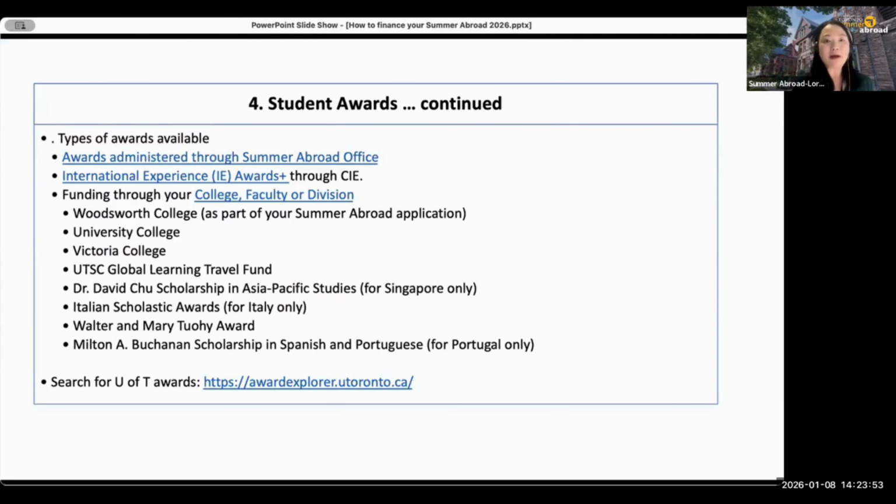So, what are really UFT awards? What do we mean by that? There are two pieces that I want to talk a little bit about. One is student awards that are administered through the Summer Abroad office. Those are part of your application, and I'll guide you through that. The second important piece is, remember how I said to stack resources: always apply to all awards or any kind of funding that you're eligible for.